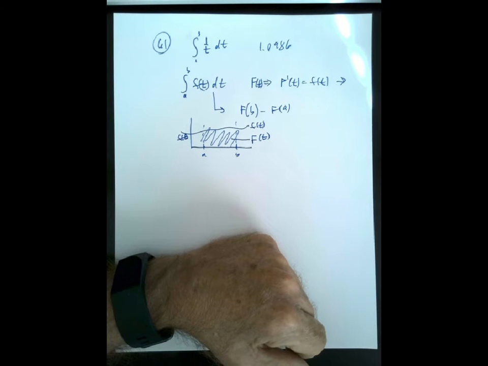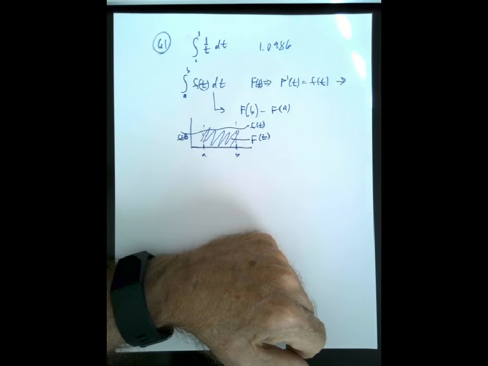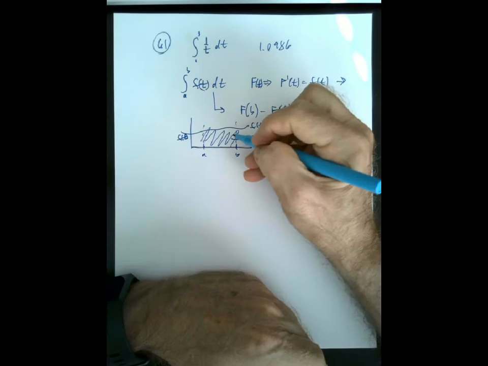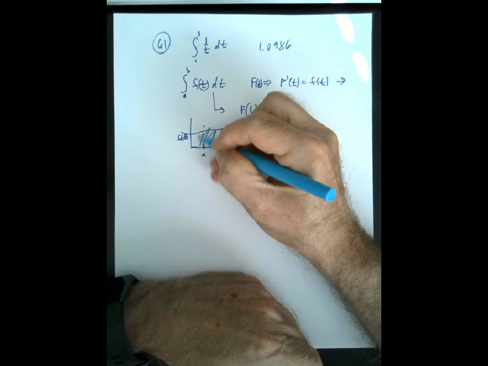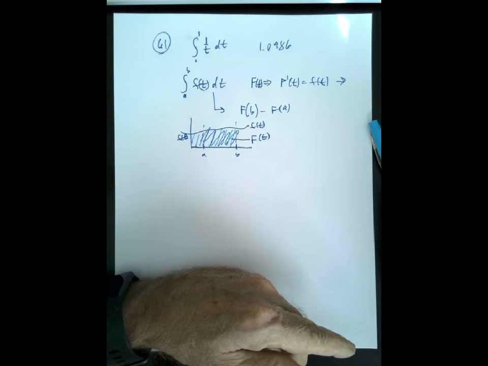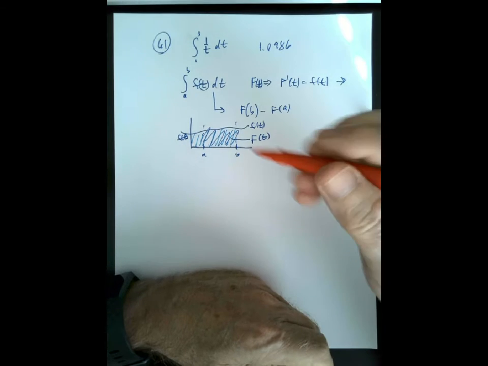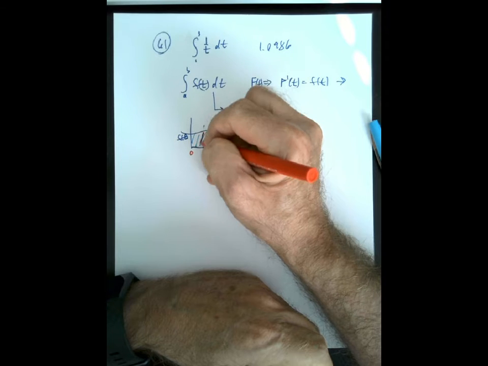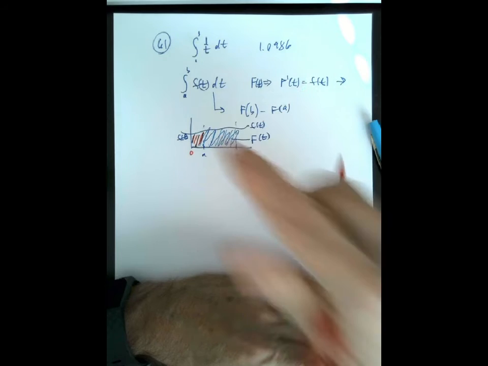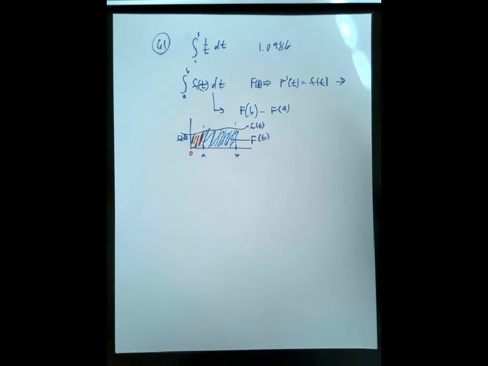And so we subtract. F of b is, let me get a couple different colors here. Sorry about the arm. Okay, so F of b would be that area back to 0, and F of a is the area from 0 up to a, and so if we subtract the two, what's left over is the area under the curve, the overlapping area, right?